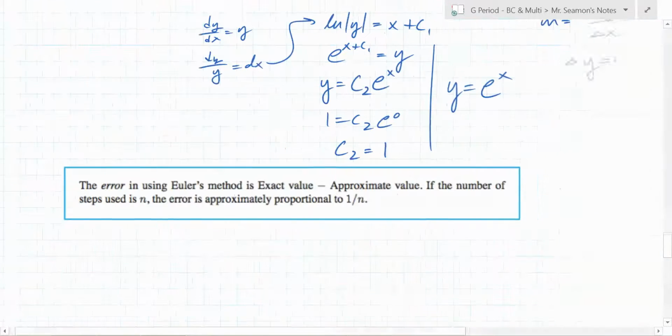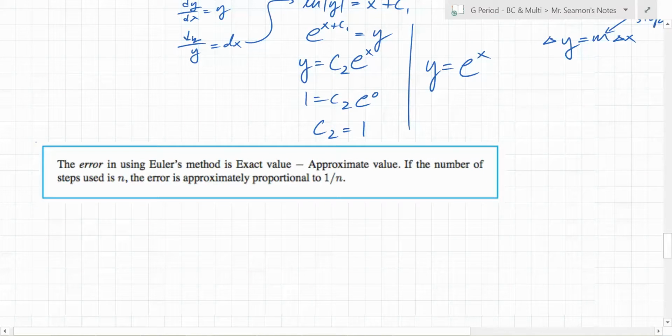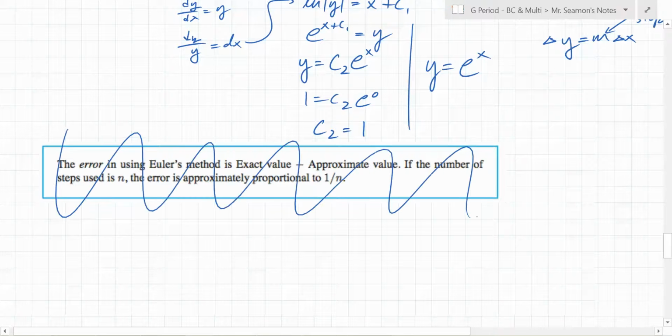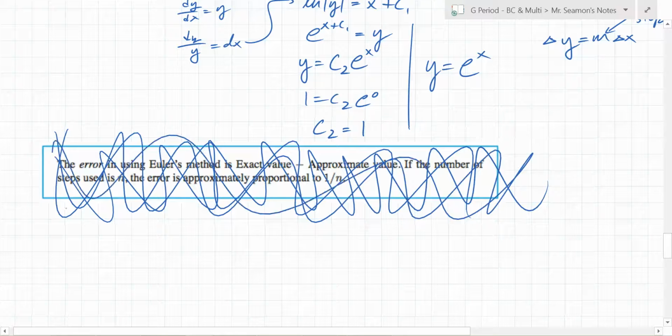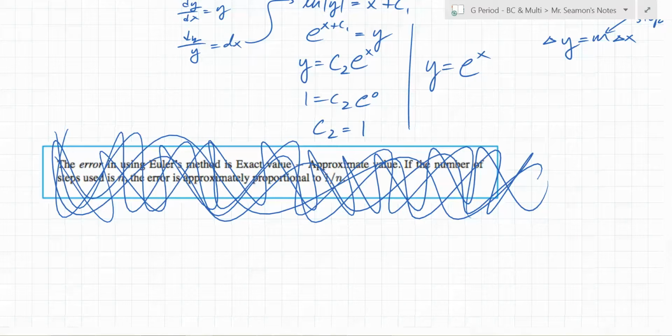You will see in your book this statement on the error of Euler's method. I've never seen it mentioned in the AP exam, so you can skip this. I just wanted you to feel good about being able to do this. I've never seen the error of Euler's ever asked about in every AP test I've ever seen. Probably, but who knows?